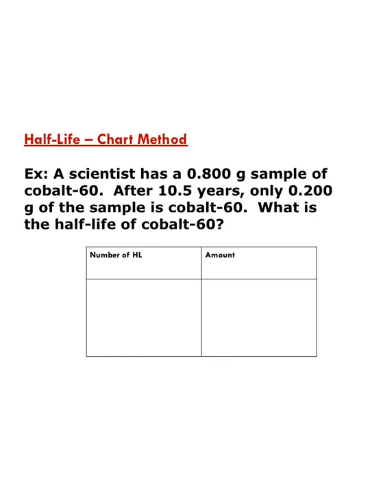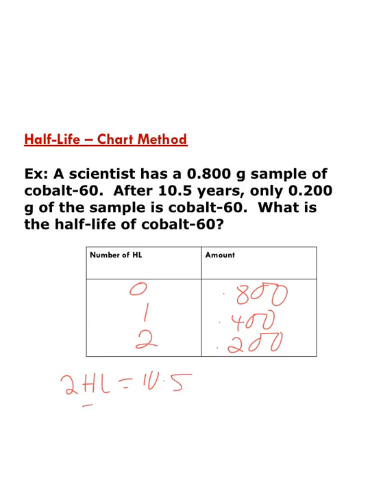Okay, so let's try one more on this. So we're looking for a half-life time. So we're starting at 0 with 0.800. 1 would be 0.400, and 2 would be 0.200. So 2 half-lives is equal to 10.5 years. So divide by 2. And a half-life is 5.25 years.